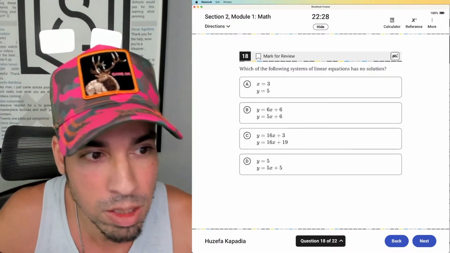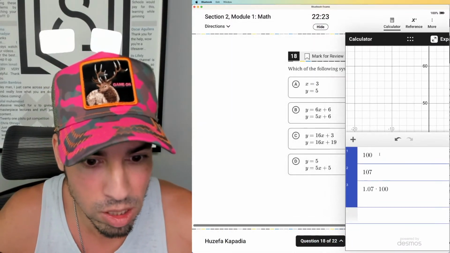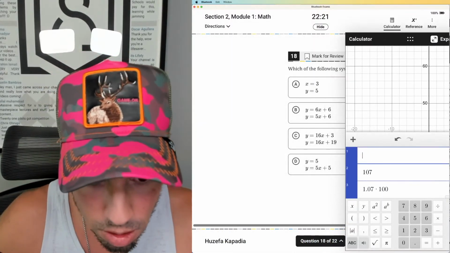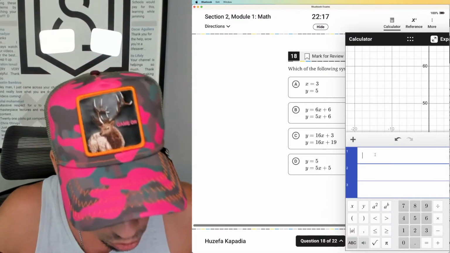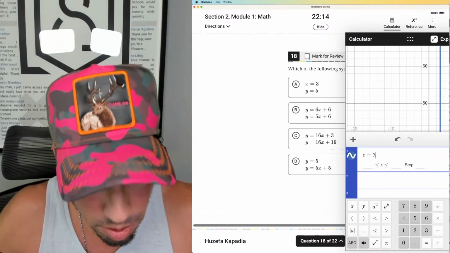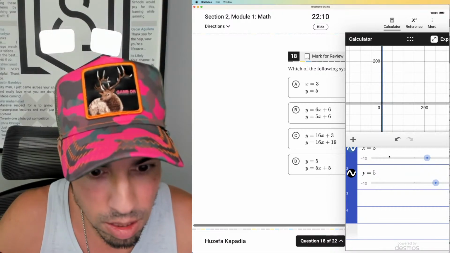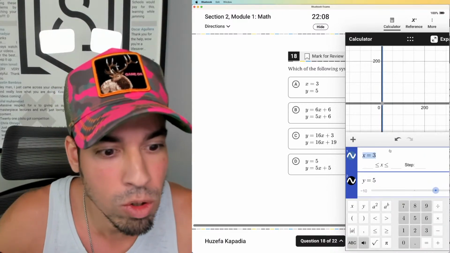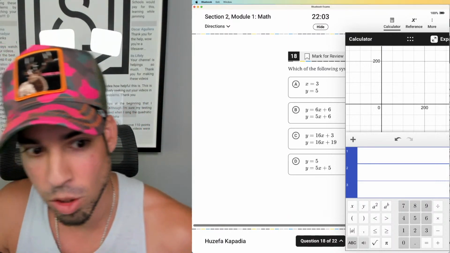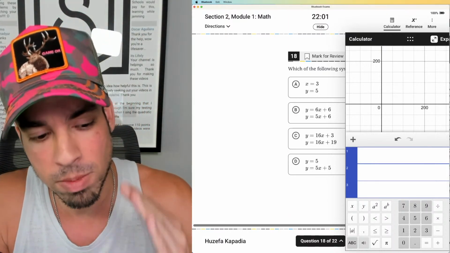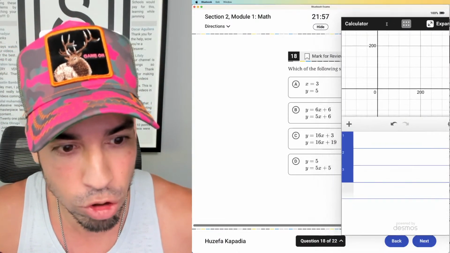Number 18, which of the following has no solution? Okay, beautiful. We're talking about systems. We're immediately plugging these in, and we're looking for whichever one has no intersection point. So let me delete this, delete this, delete this. First one is x equals 3 and y equals 5. So they are going to intersect, see? You just plug in and see every one of them that they intersect. That's not it, right? Because we're trying to find a no solution, meaning they're parallel.